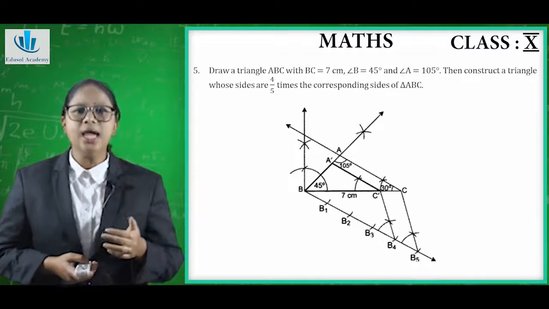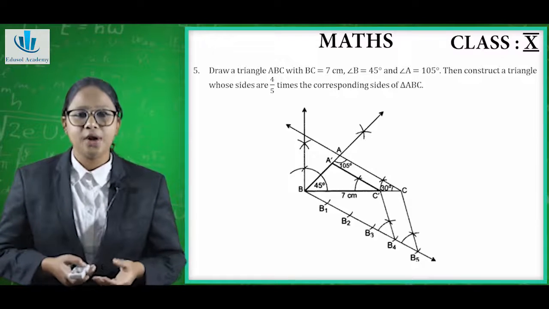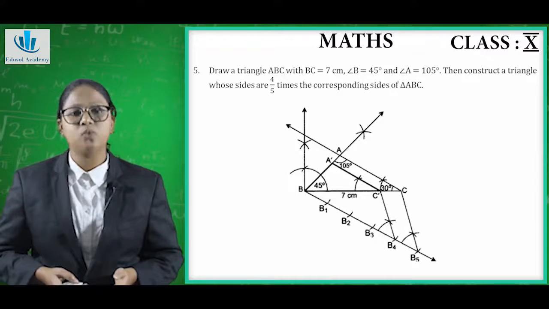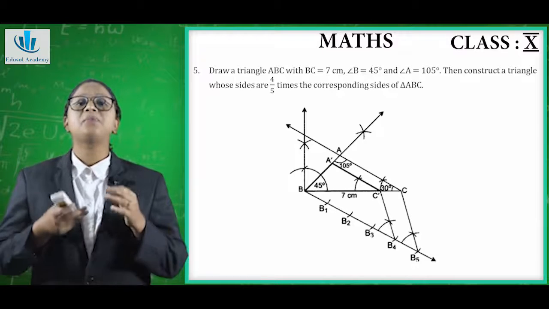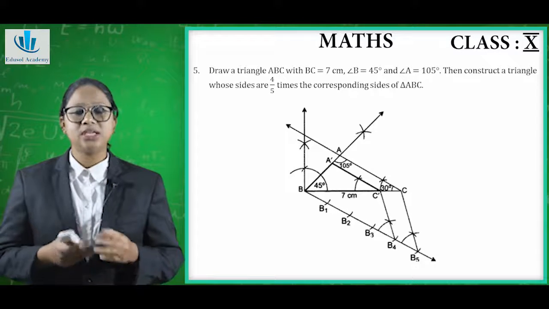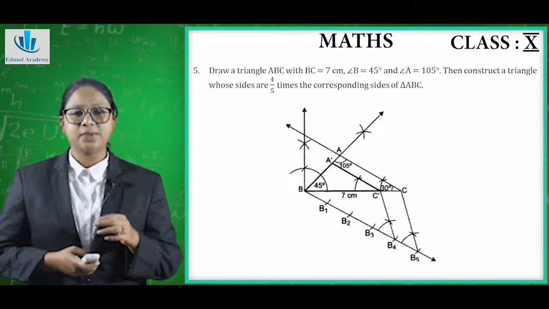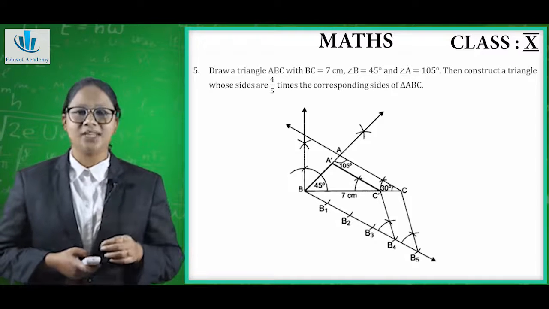How did we get 30 degree? Upon applying the angle sum property. 45 plus 105 is 150. 180 degree minus 150 degree will give us 30 degree. So angle C measures 30 degree. So draw these two lines and the point where the two lines intersect, name it as A. So ABC is the required triangle.